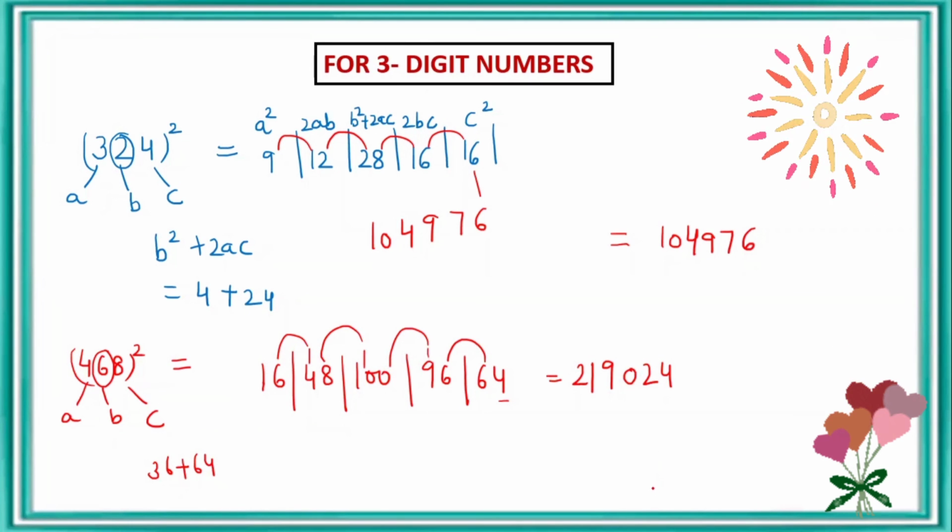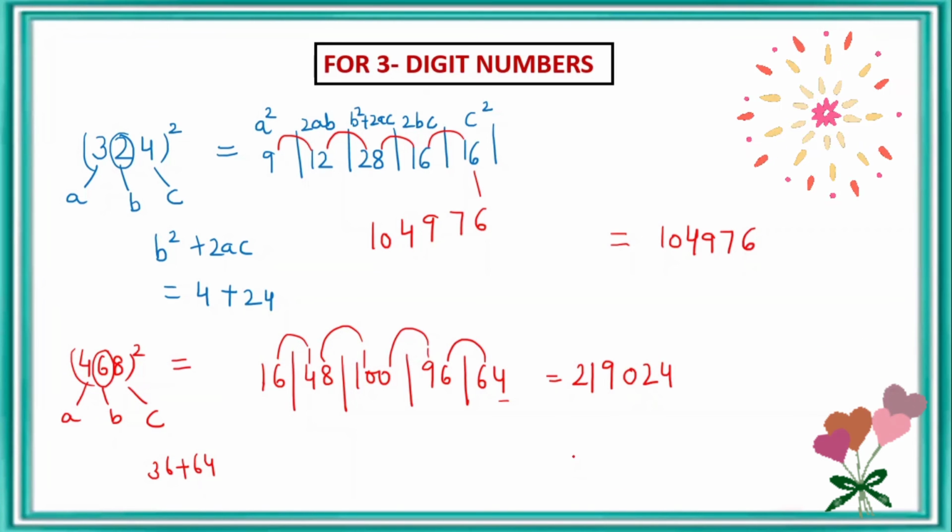219024. So you can see with the help of this duplex method, we can easily find the square of a 2-digit number and any 3-digit number also.